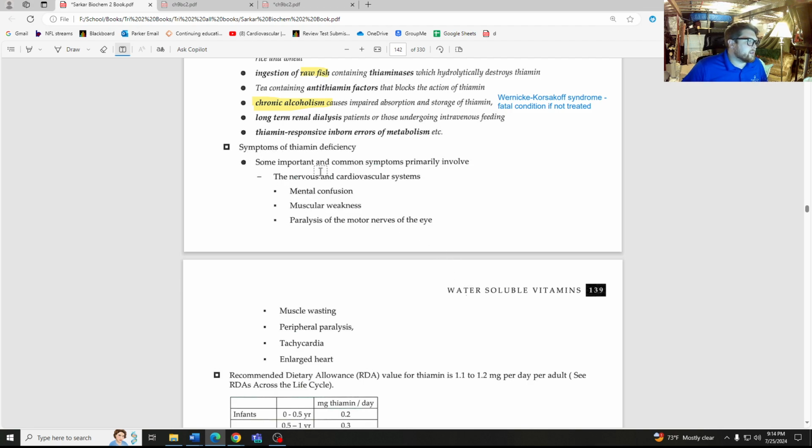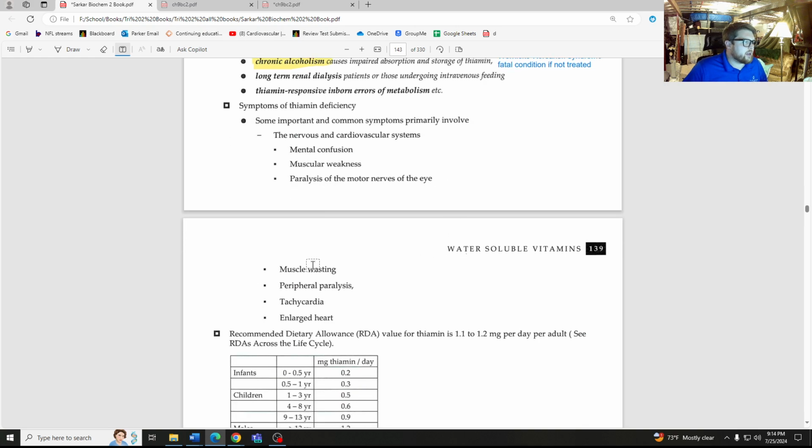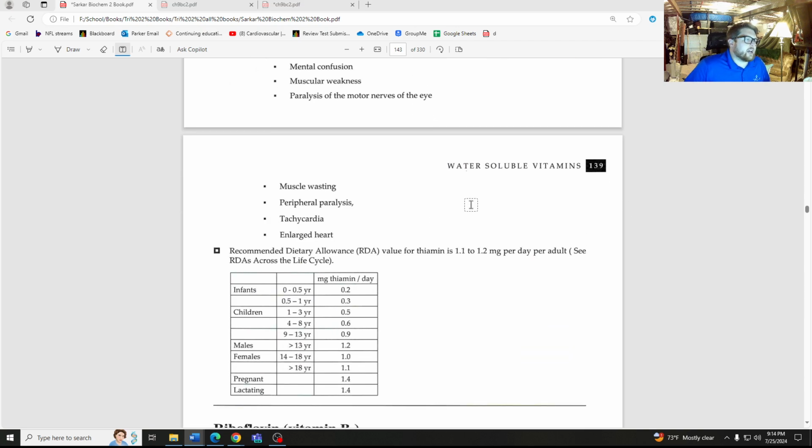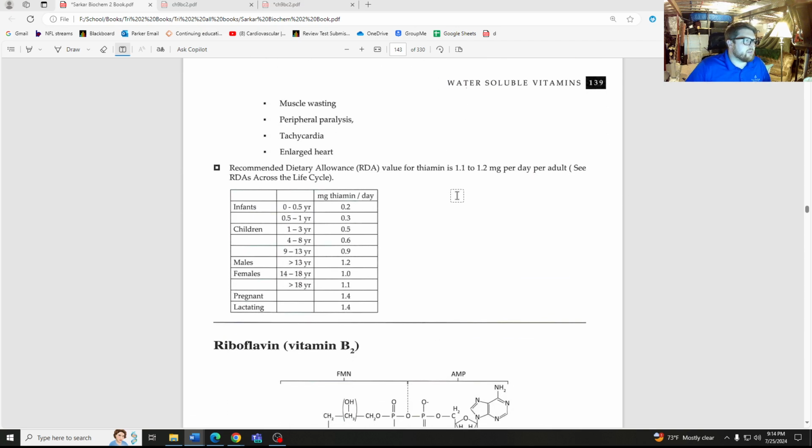Symptoms of thiamine deficiency: you'll see mental confusion, muscular weakness, paralysis of the motor nerves of the eye, muscle wasting, peripheral paralysis, tachycardia, or enlarged heart. These are the kind of things you should be writing down. This is perfect material for flashcards. Honestly, throw up the deficiency, put all these in there, and say, what B vitamin is this? And run through flashcards a lot, because like I said, this is pretty memorize-y.